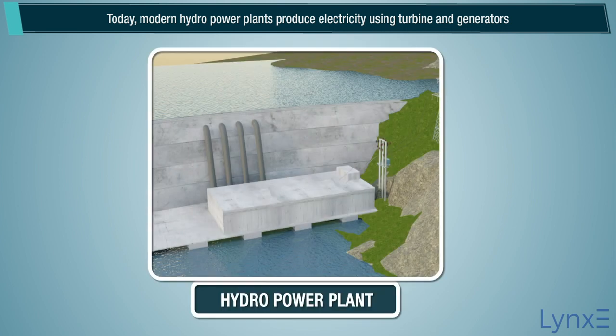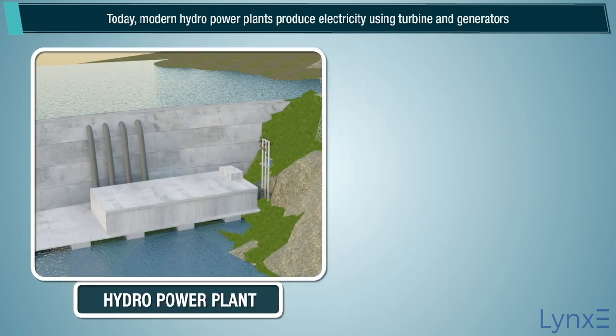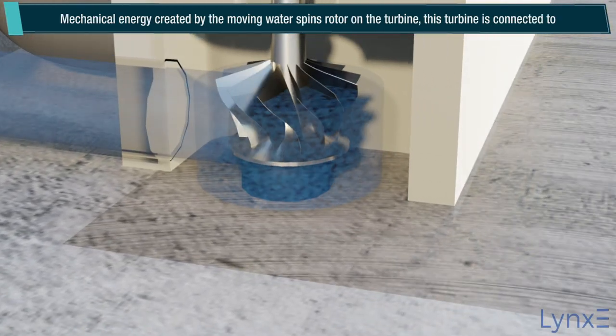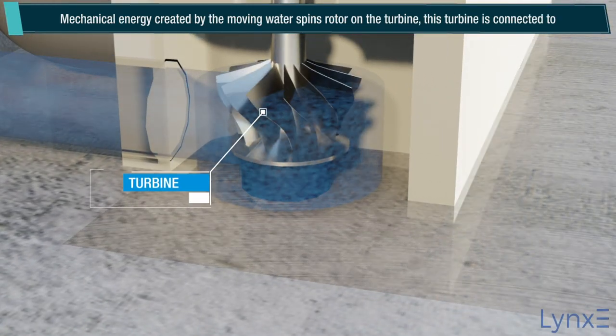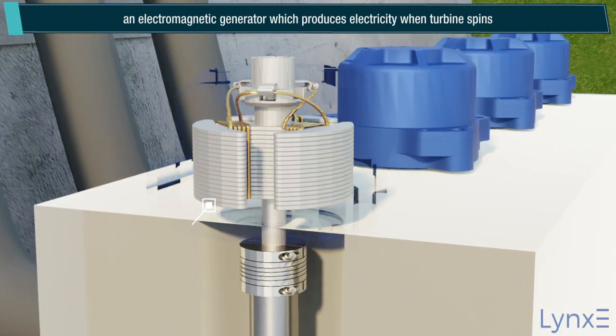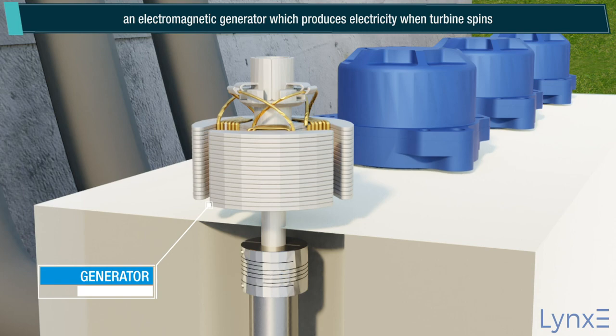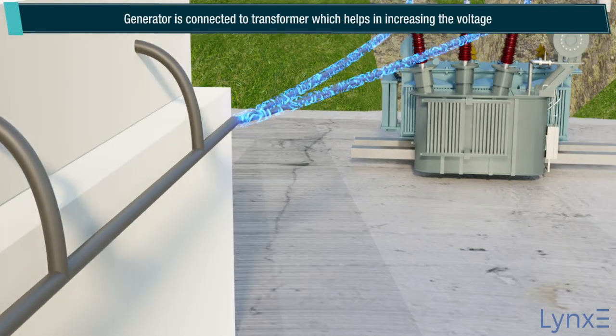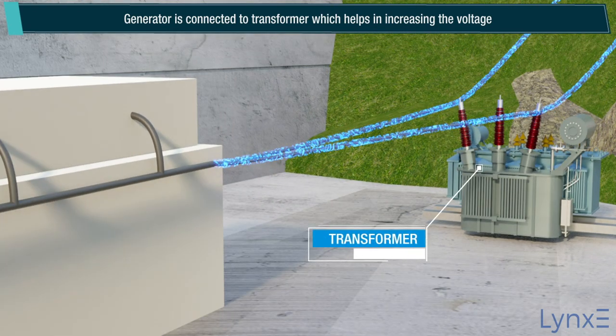Today, modern hydropower plants produce electricity using turbines and generators. Mechanical energy created by the moving water spins the rotor on the turbine. This turbine is connected to an electromagnetic generator, which produces electricity when the turbine spins. The generator is connected to a transformer, which helps in increasing the voltage.